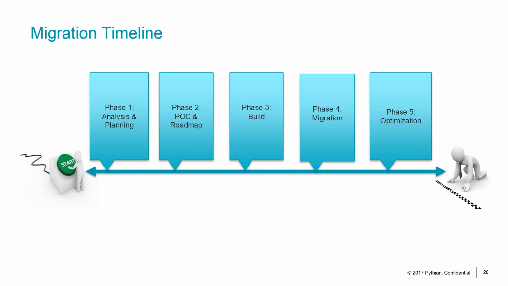So we do a phase 3 of a build. That's when we set up the infrastructure, whatever it is. It could be SQL on-prem, it could be SQL on IaaS on a cloud provider, it could be Azure SQL Database, it could be Azure SQL Data Warehouse. Once that's built, we can actually move forward with migration. That's where we leverage what we learned in phase 2 while we did the proof of concept, and also what we learned in phase 1 in terms of downtime and SLA requirements. We apply those in phase 4 for migration.